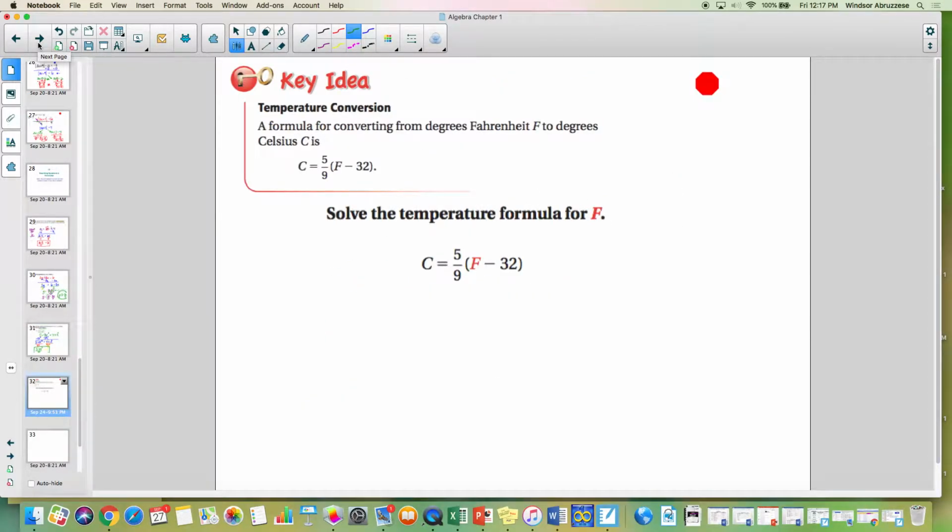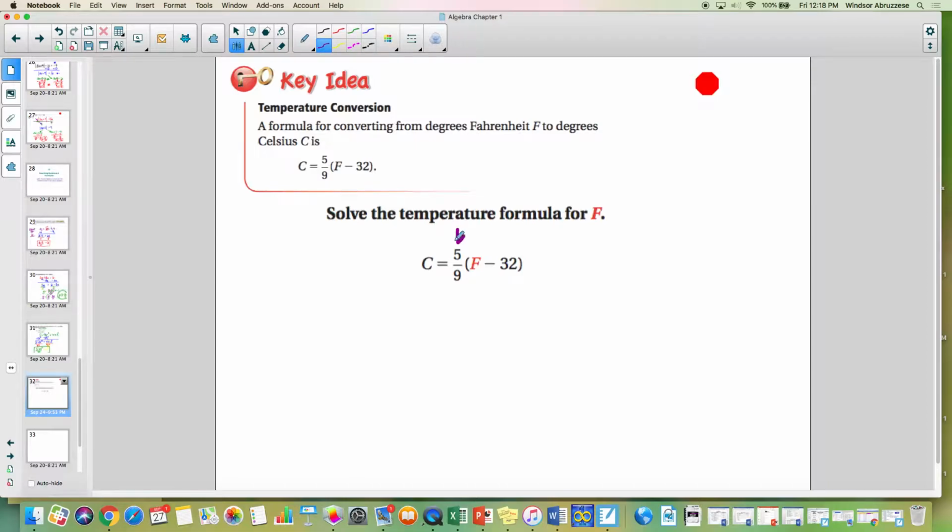The last example is for temperature conversion. A formula for converting from degrees Fahrenheit to degrees Celsius is shown. So C equals 5/9 of the quantity F minus 32. C is Celsius and F is Fahrenheit. We use Fahrenheit here in the United States, but if you went abroad to, let's say, Europe, they use Celsius. So you might want to figure out the temperature converting from Fahrenheit to Celsius. So we're going to take this and solve for F.